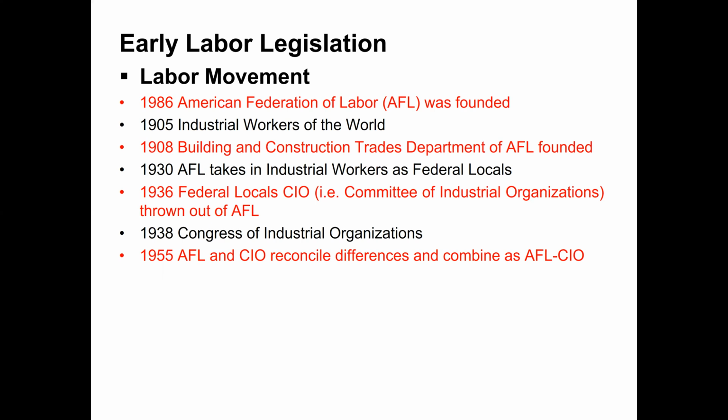In 1936, the Committee for Industrial Organizations was thrown out of the AFL. They got differences and separated from the AFL. Then in 1938, the Congress of Industrial Organizations, CIO, was formed. And in 1955, the AFL and CIO reconciled differences and recombined as the AFL-CIO. This is the organization that is today the largest labor organization in the United States.